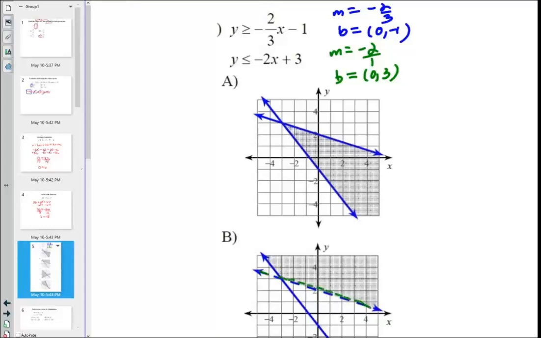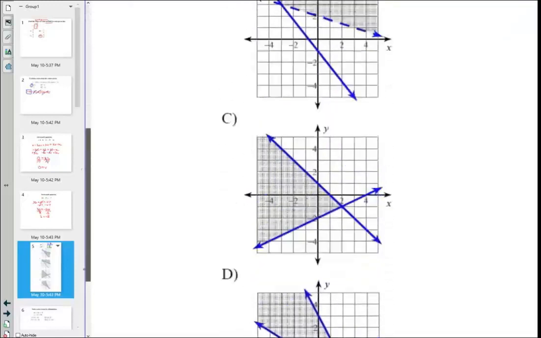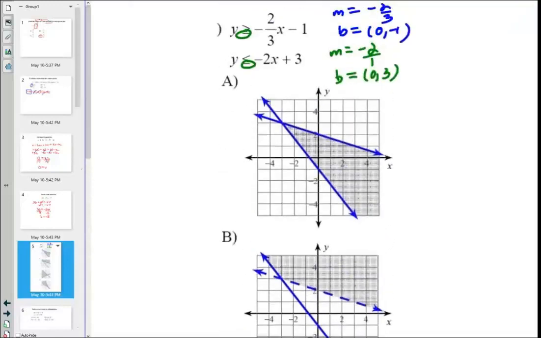A segmented boundary is if you did not have the or equal to sign underneath. If that little or equal to is not underneath, that's when it would be segmented. But here, I have or equal to on both of them, so I'm looking for two solid lines. I'm looking for two boundaries that are solid. So I already know that it can't be B, but it could be the other ones, okay?